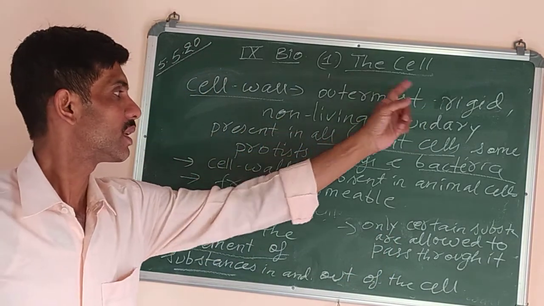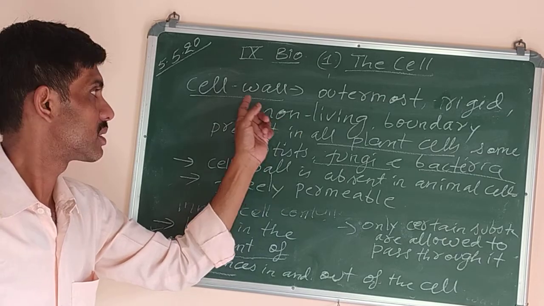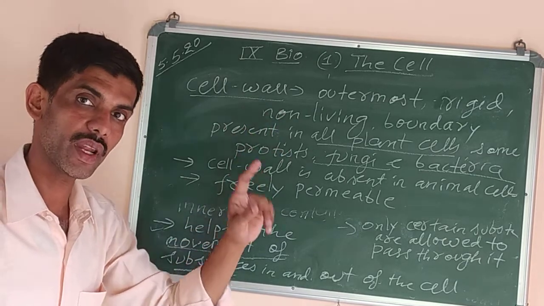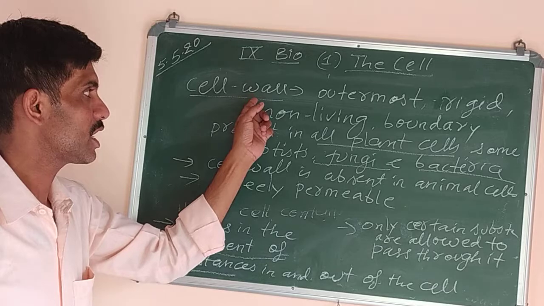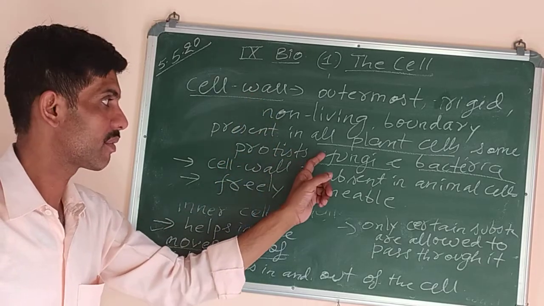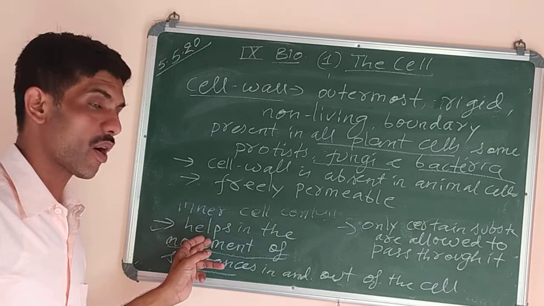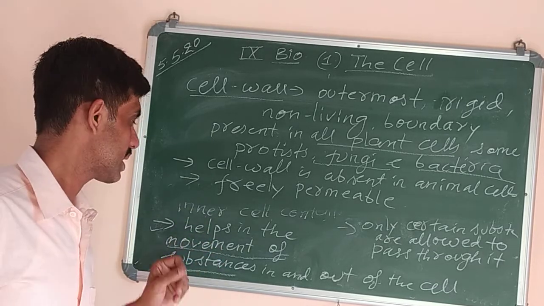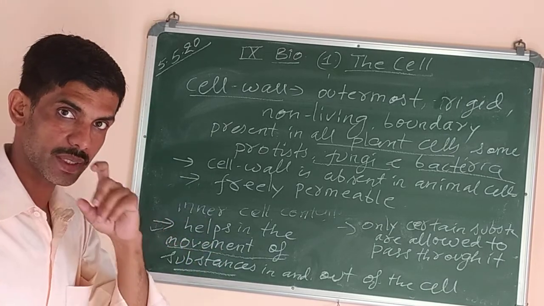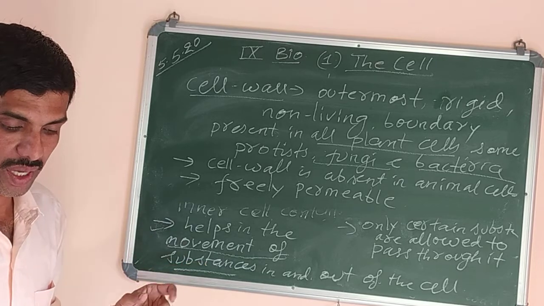It is rigid, it is non-living. Cell wall is non-living, cell membrane is living. Cell wall is present only in plant cells and fungi, bacteria and all, but cell membrane is found in both plant cell as well as in animal cell. So these two differences are there. Some more differences you can highlight.